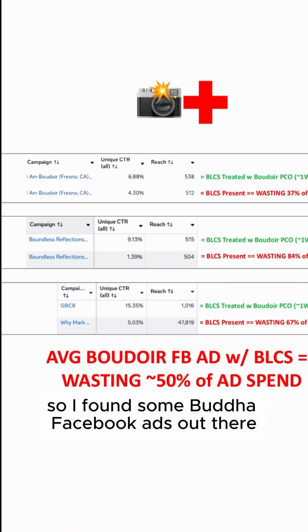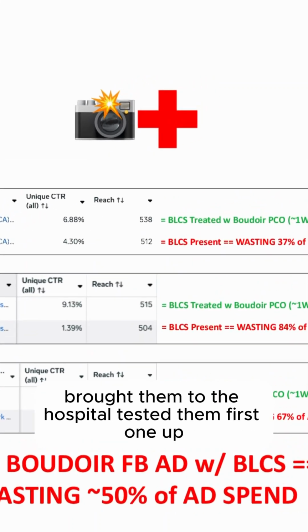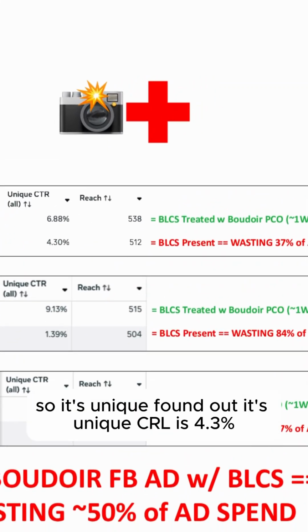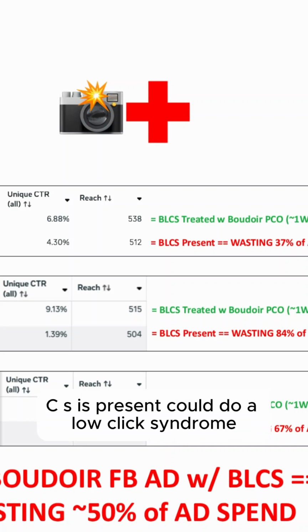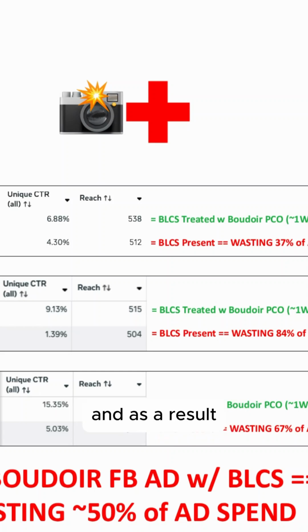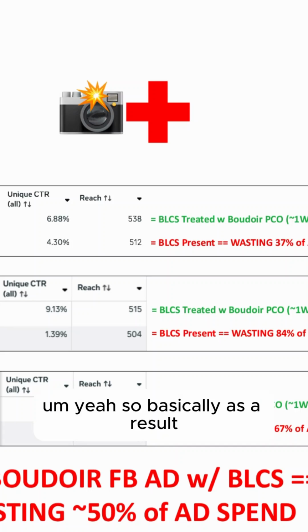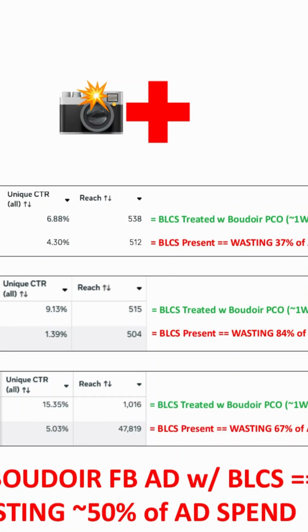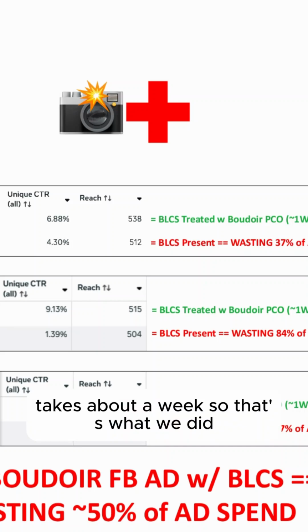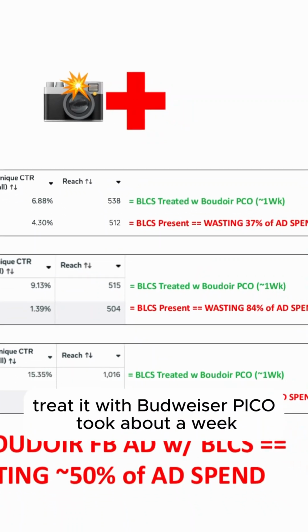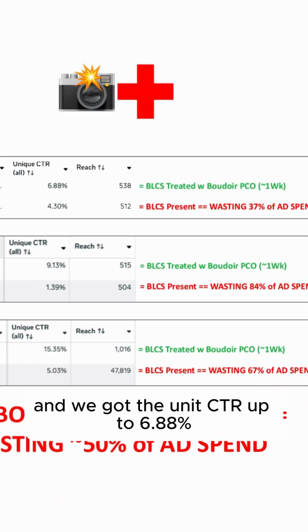Now onto my residency. So I found some Boudoir Facebook ads out there, brought them to the hospital, tested them. First one up, found out its unique CTR is 4.3%. So I discovered that BLCS is present, Boudoir low click syndrome. And as a result, we know we can treat this with Boudoir Pico. Takes about a week. So that's what we did. Treated it with Boudoir Pico, took about a week. We got the unique CTR up to 6.88%.